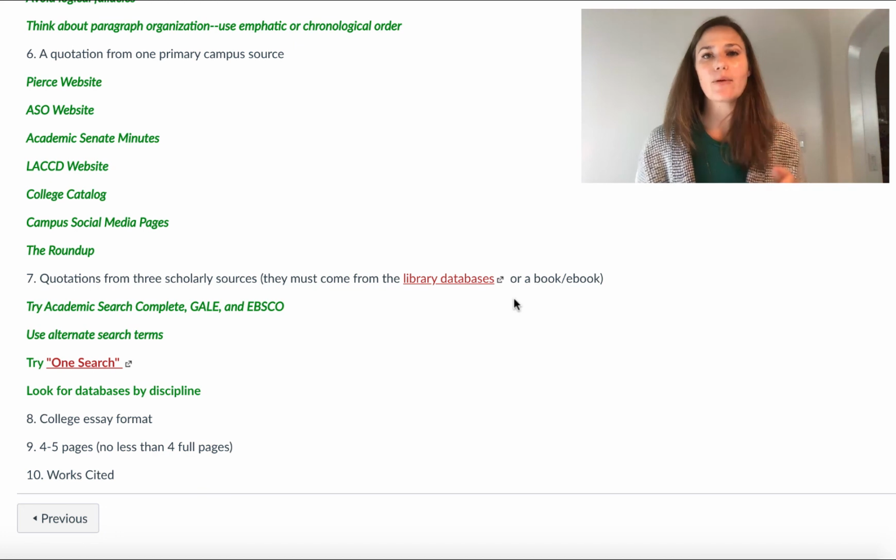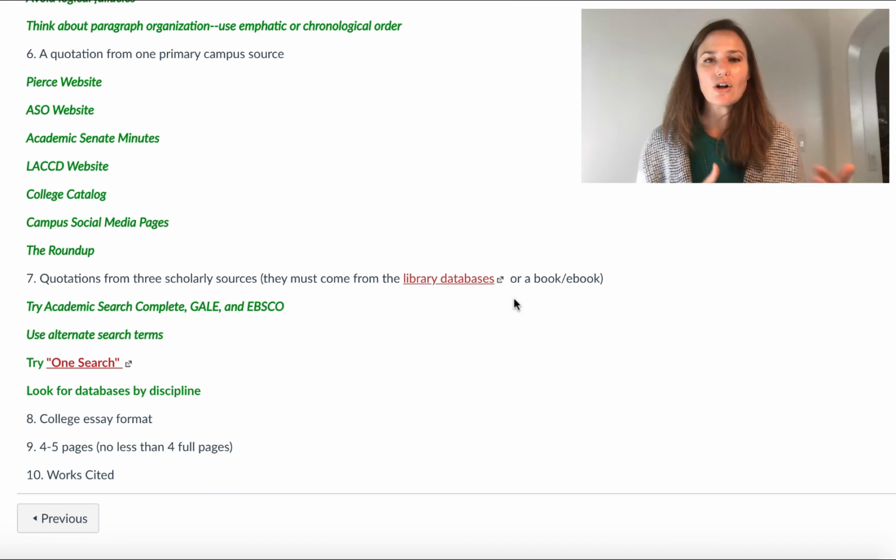So you need one primary campus source. But of course, you also need scholarly sources. And for our purposes, they have to come from the library databases or a book or an ebook. I recommend trying these databases, Academic Search Complete, Gale, or EBSCO. Those are general research databases that have articles on a variety of different topics.